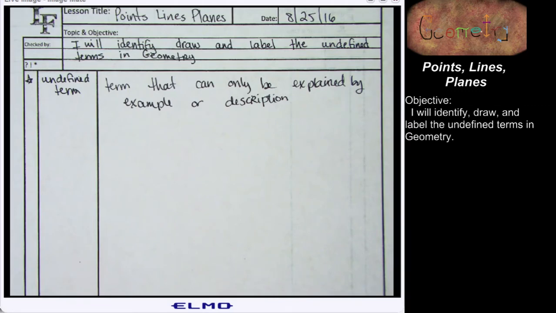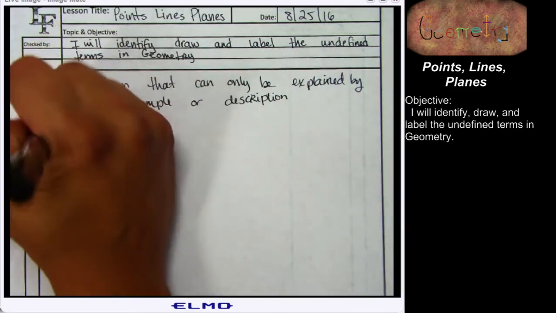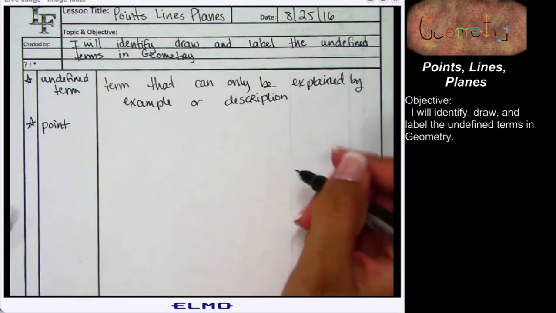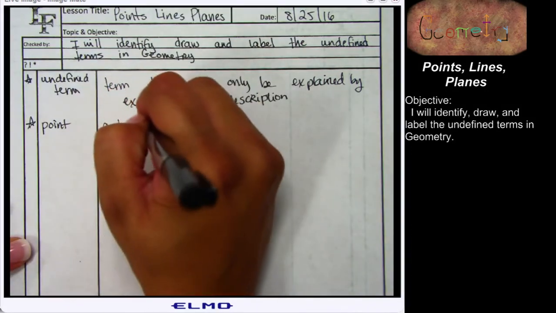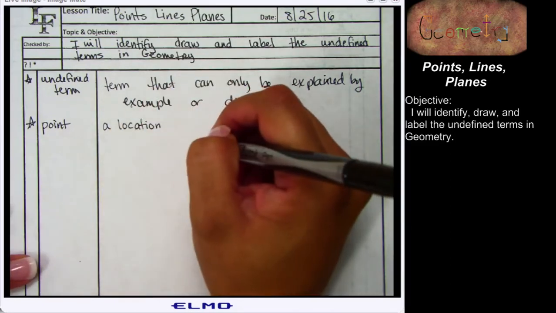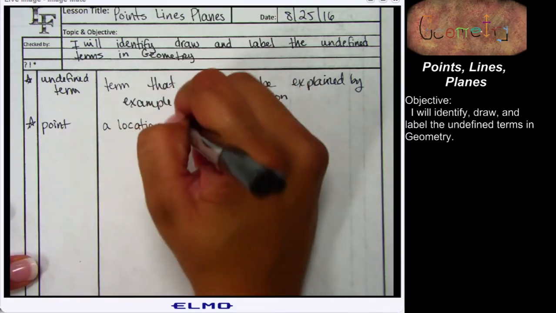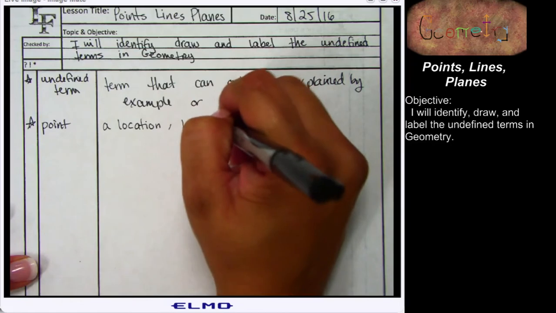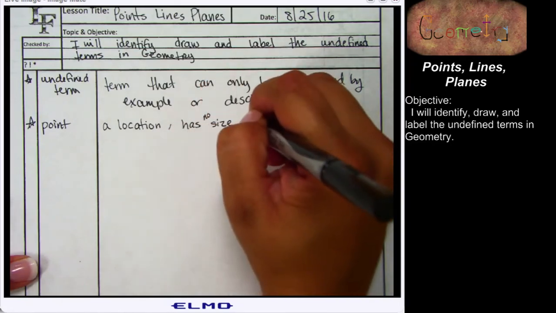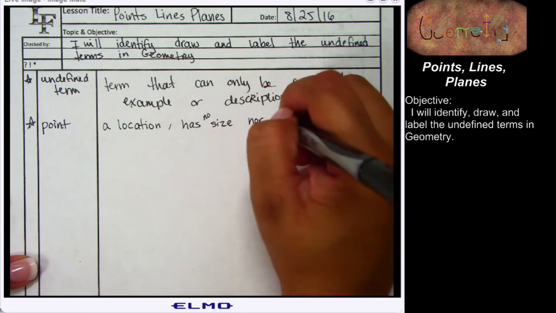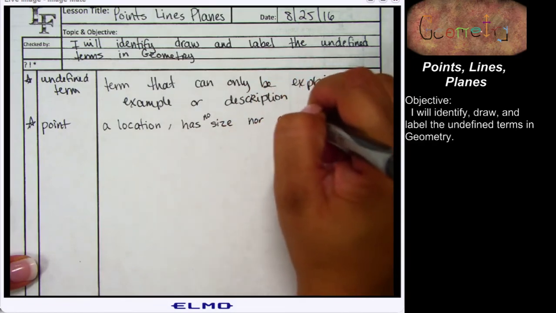Okay? Let's give you the first undefined term. Point. The only way to describe what a point is to say it's a location. I can tell you that this location is not going to have a size, nor is it going to have a shape.